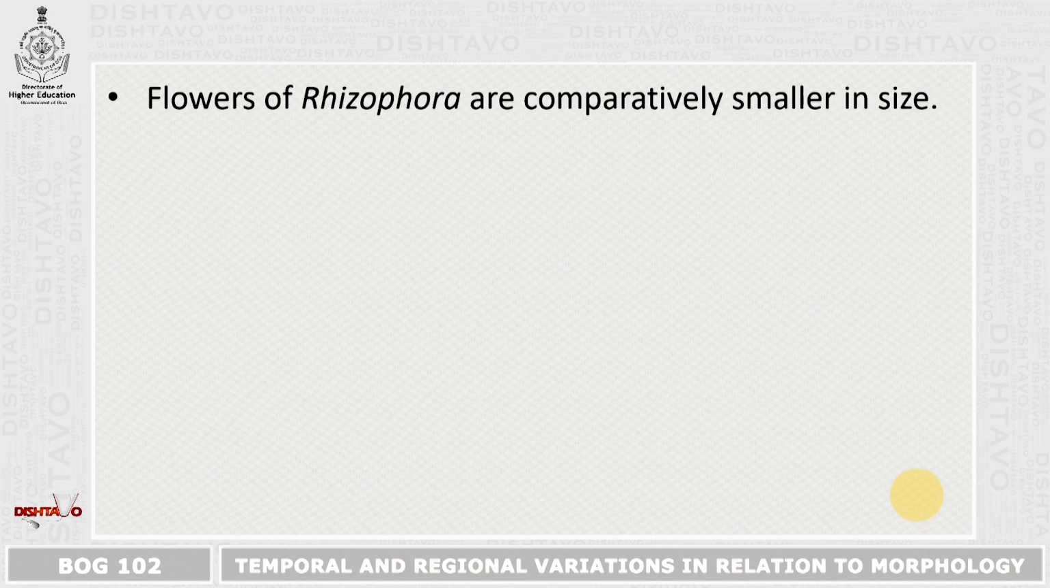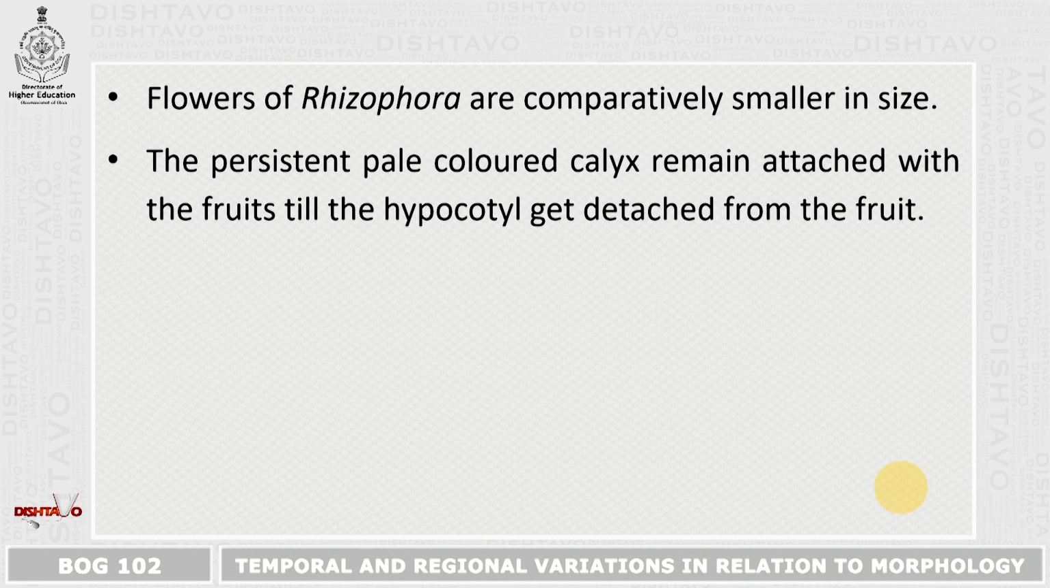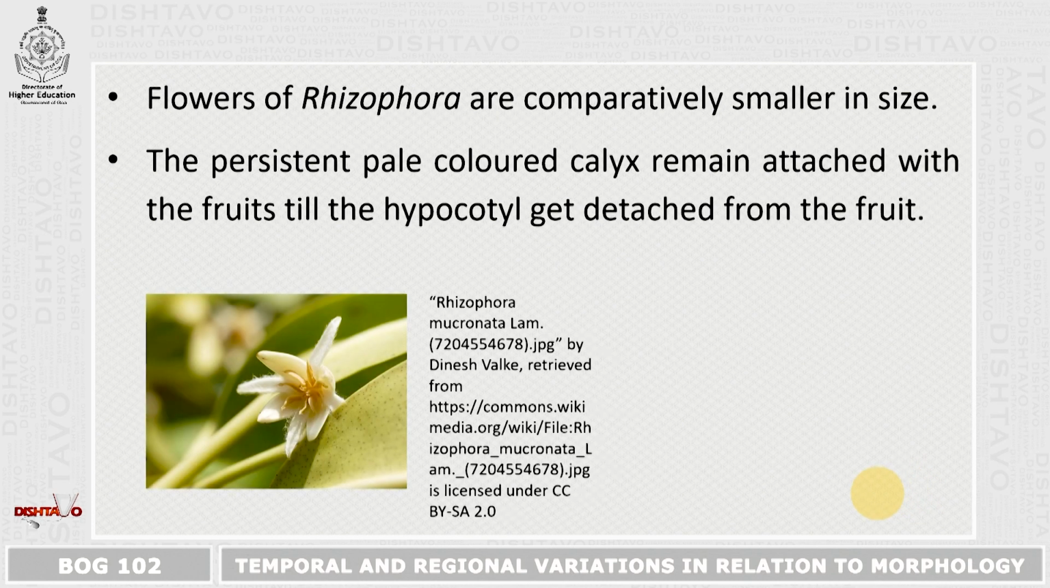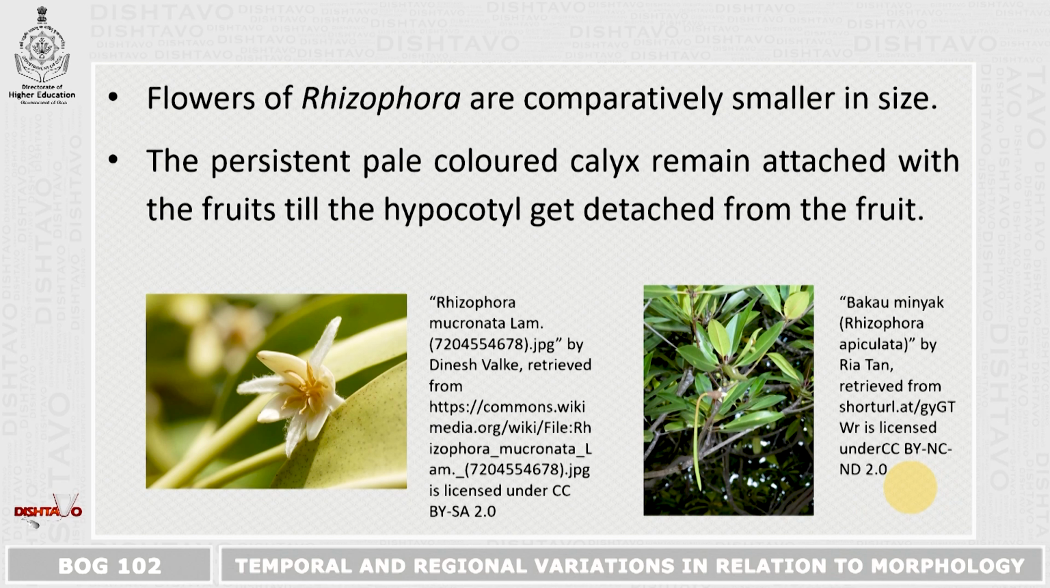Flowers of Rhizophora are comparatively smaller in size. They have a persistent pale colored calyx which remains attached with the fruits till the hypocotyl get detached from the fruit. This is the picture of the flower of Rhizophora, and this is the seedling.